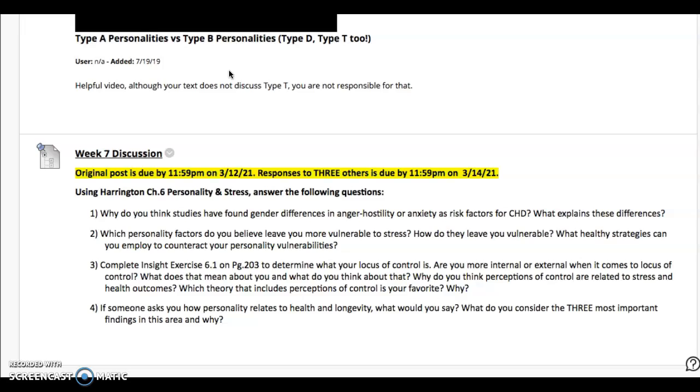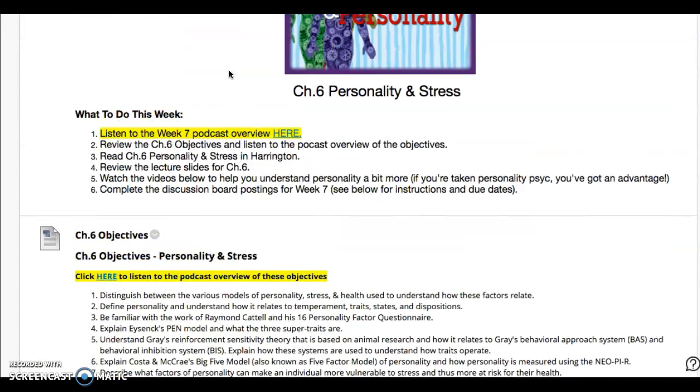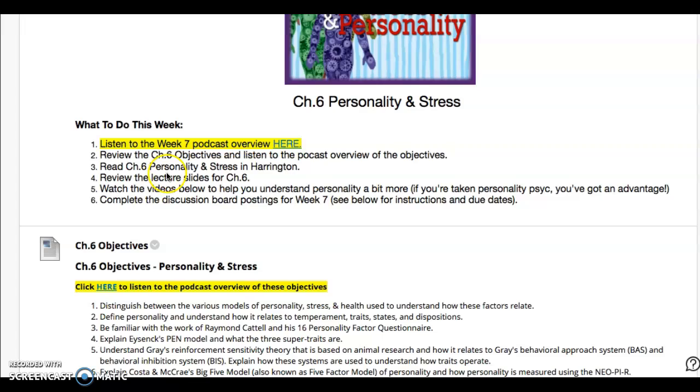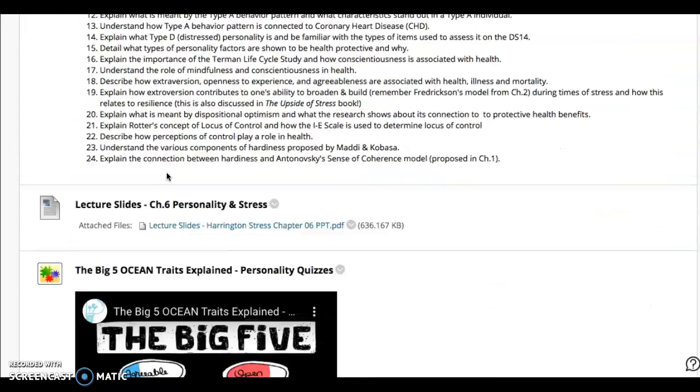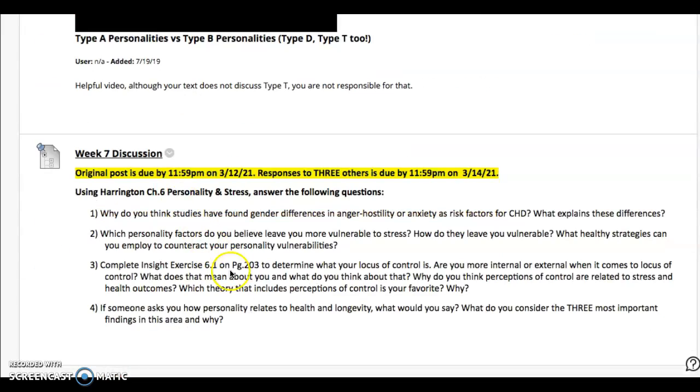So once you've done the videos and you've done the reading this week, you just have chapter 6 in Harrington. There's no reading in the McGonagall text this week. You'll then be ready to do the discussion. So the discussion questions start with, why do you think studies have found gender differences in anger, hostility, or anxiety as risk factors for chronic heart disease? CHD is chronic heart disease. What kinds of gender differences do we see there, and what explains those differences?